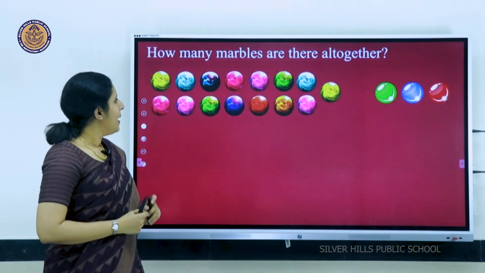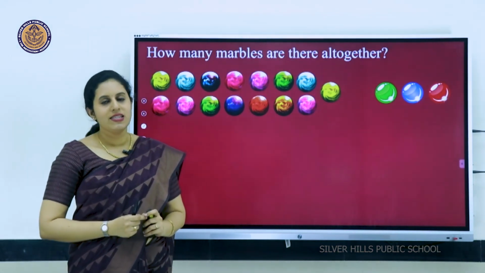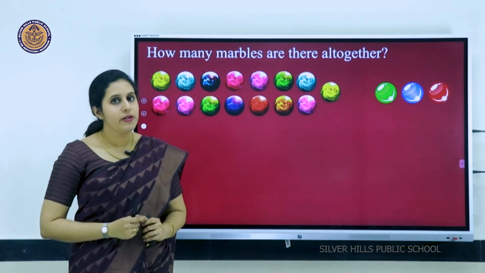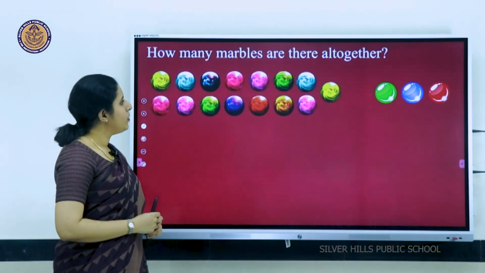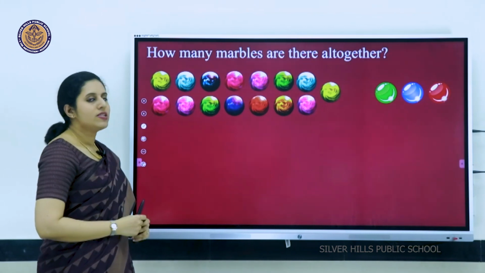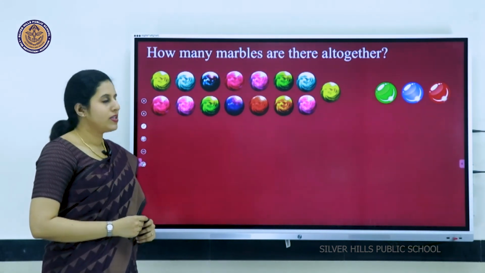How many marbles are there all together? So, this is the question here. How many marbles are there all together? Now, when you look at the screen, you can see that 2 sets of marbles are there. One is on the left side and one is on the right side.